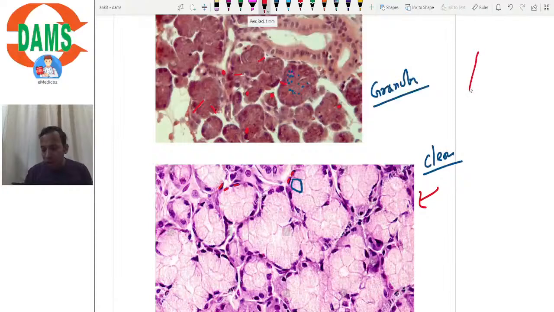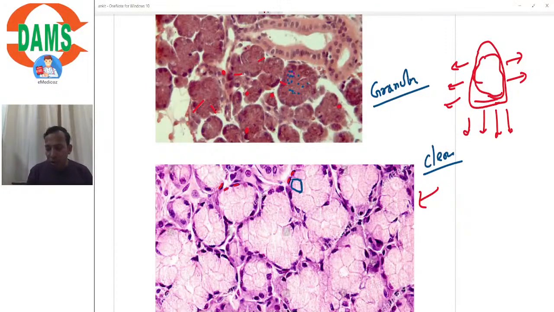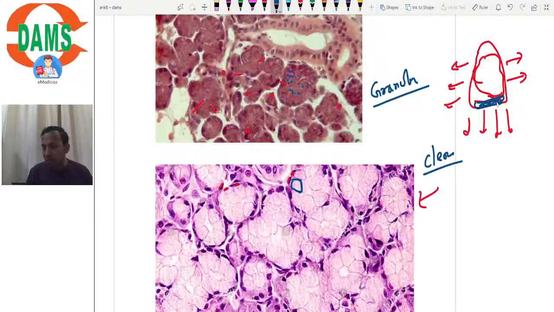Now what we already know is that in a mucus cell, the entire cell is filled with mucin, isn't it? And this mucin pushes the cell outward. The cell membrane is pushed outwards. Also, the nucleus is under pressure. So it will be compressed towards the base and it will appear flattened. So all these features can be appreciated in the second diagram.